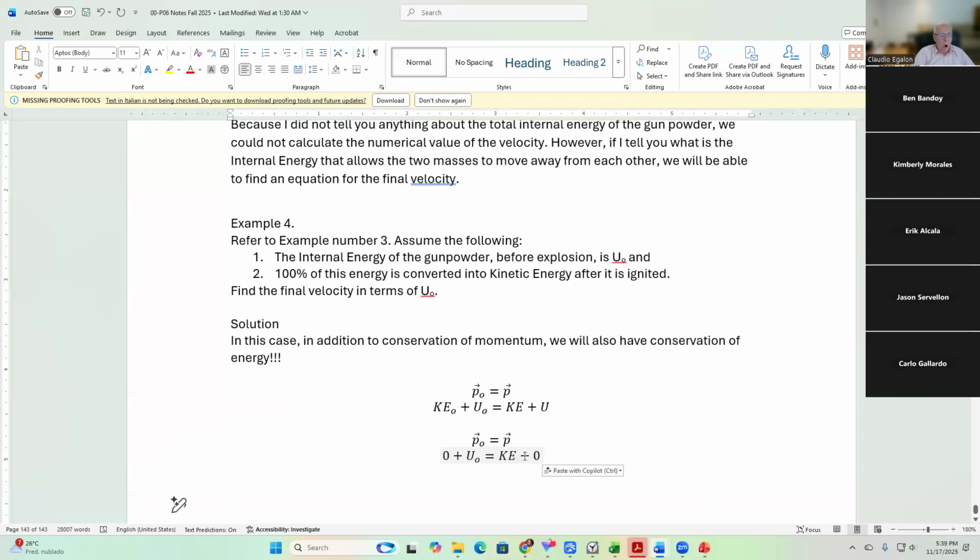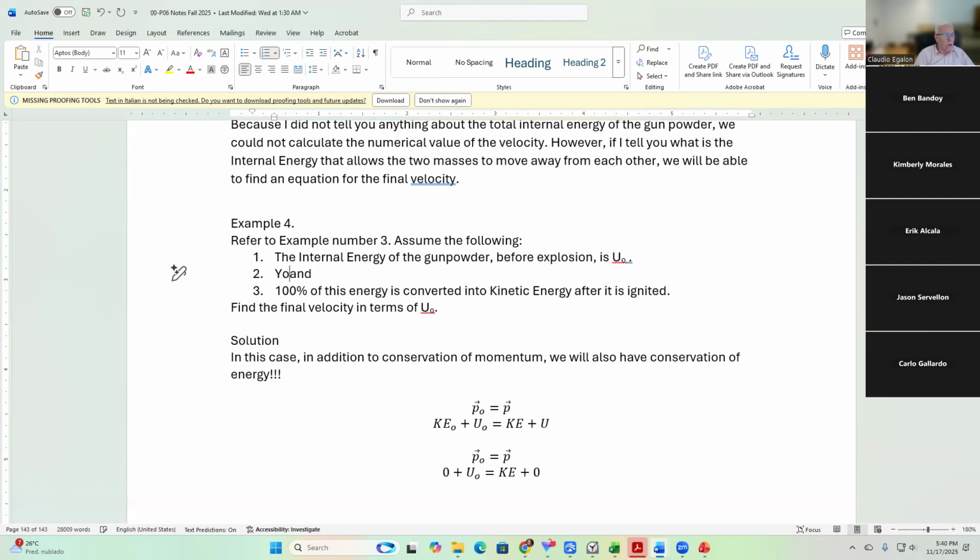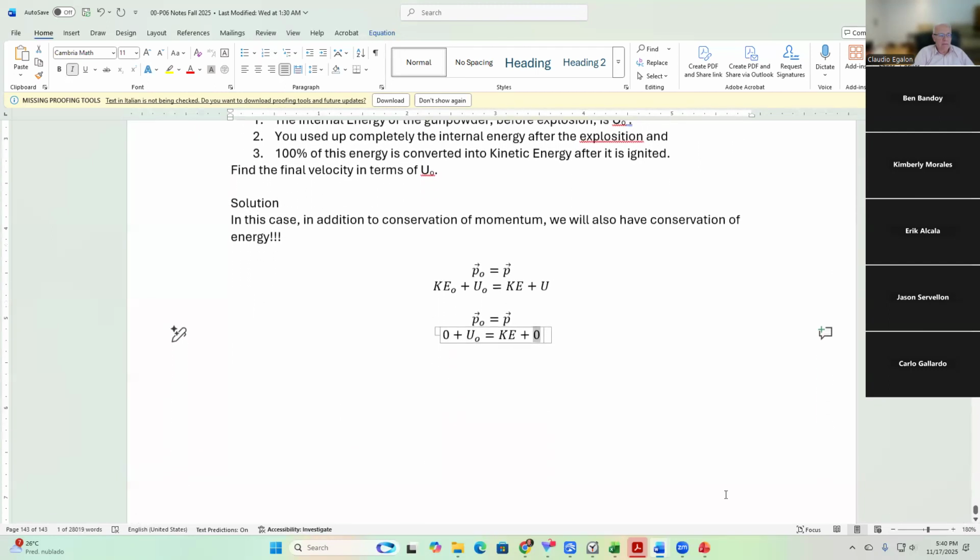Since you used up all the internal energy, the internal energy of the gunpowder is U naught. We can put another assumption: 2, you use up completely. No, there's one more assumption here: used up completely the internal energy after the explosion. And 3, this internal energy disappeared after the ignition.